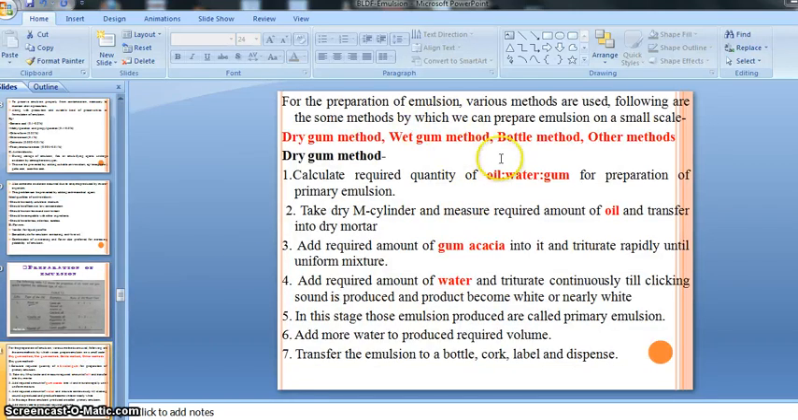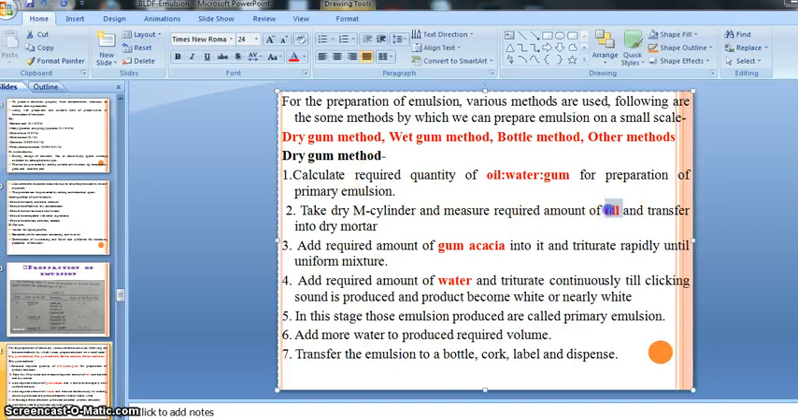As we know, large scale production is actually run at industry level, right? But for small scale production, that is at institute level or college level, generally for the preparation of emulsion, the dry gum method, wet gum method and bottle method or other methods are generally adopted, right?